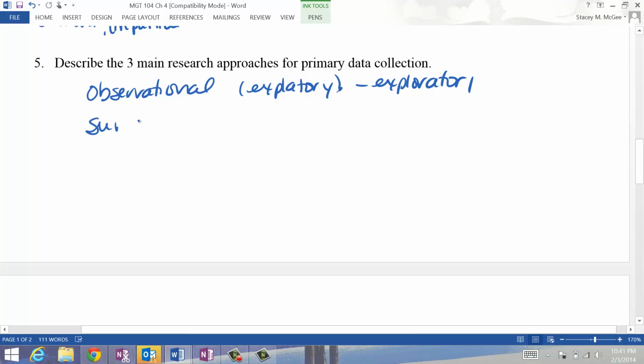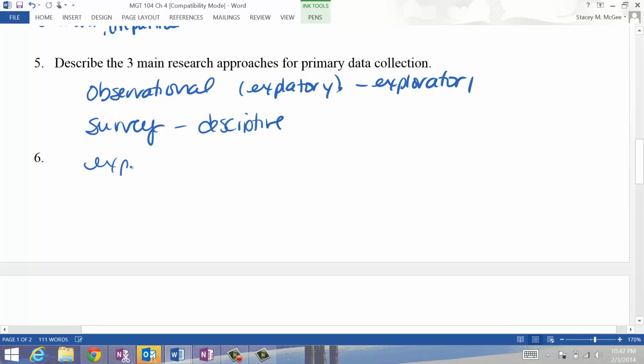The second one is survey, and this is a very common method, very widely used. This is great for descriptive research. There are a lot of different ways to do surveys. We'll talk about that in the next section.